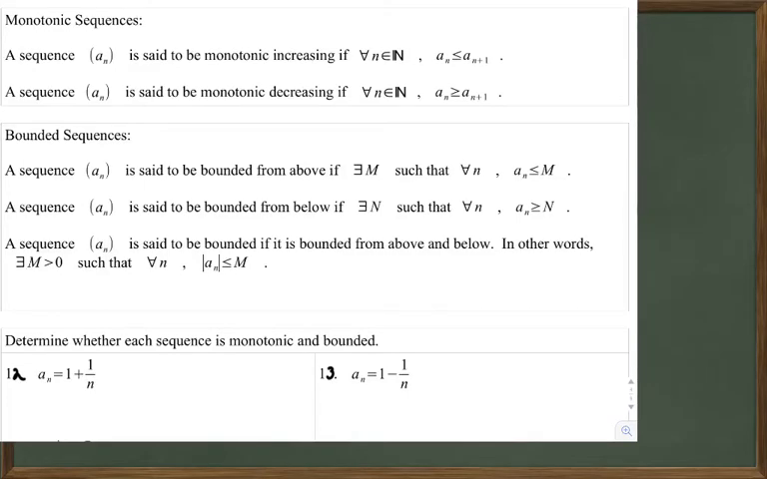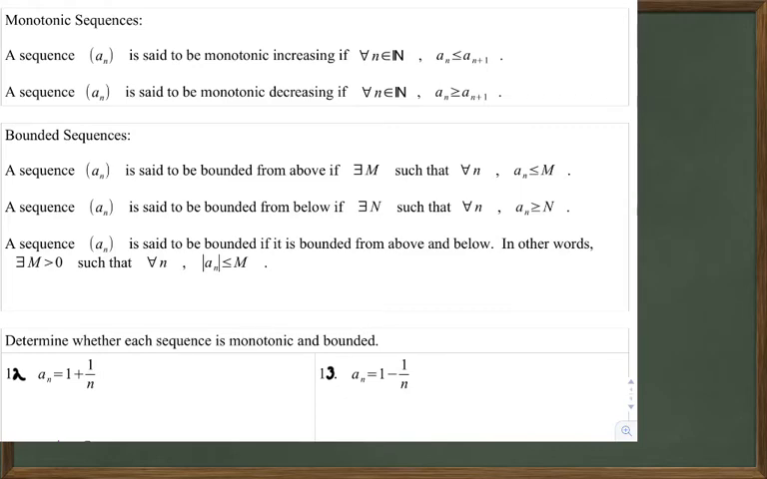Okay, in this video we're going to be looking at more on sequences, and so specifically we're going to be looking at monotonic sequences. We say a sequence a_n is said to be monotonic increasing if for all n in the natural numbers, a_n is less than or equal to a_{n+1}. So the next term is larger than the previous one.